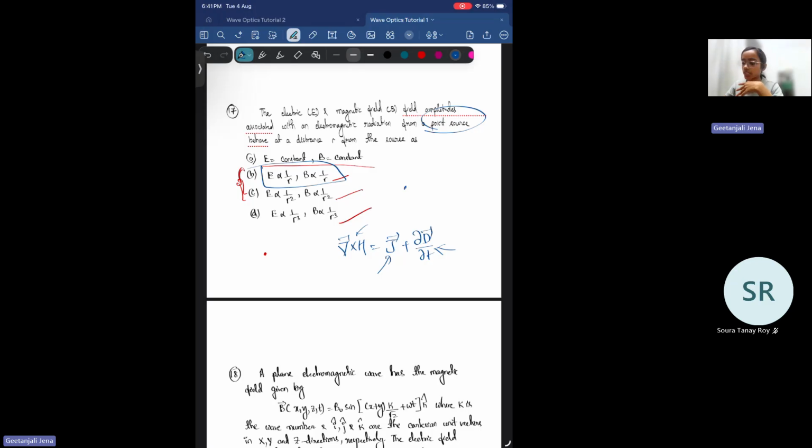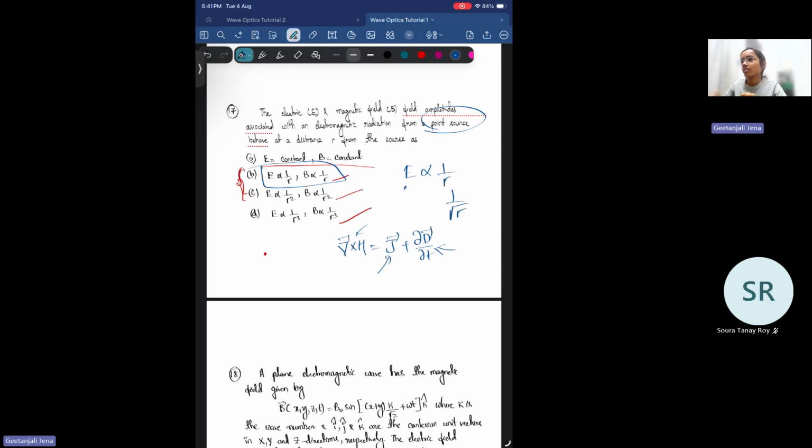And for a spherical wavefront, if you recall, the electric field is 1 by r. For cylindrical, it is 1 by square root r. But for spherical, it is 1 by r. So a point source is like it is made up of many point charges. So what would be the example?